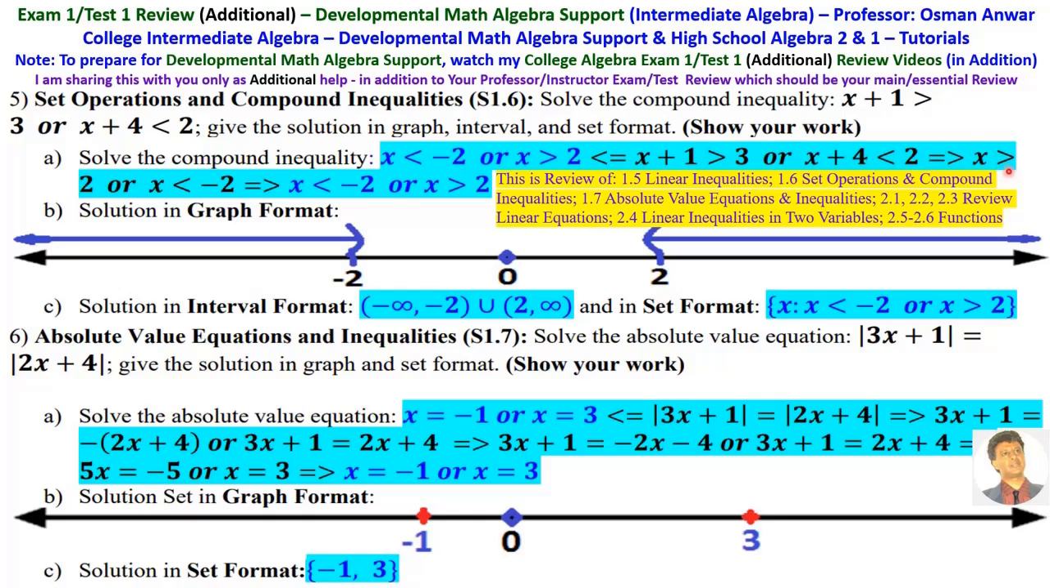Then the first one is x is greater than 2. The second one is x less than minus 2. So that means it is x is less than minus 2 or x is greater than 2.